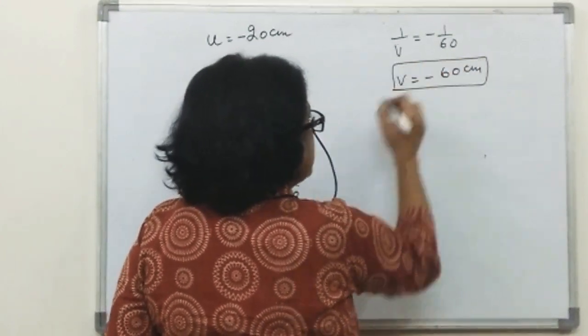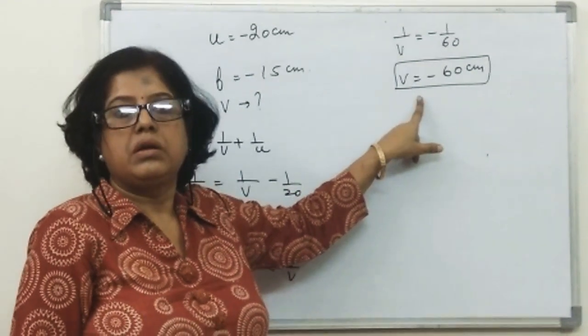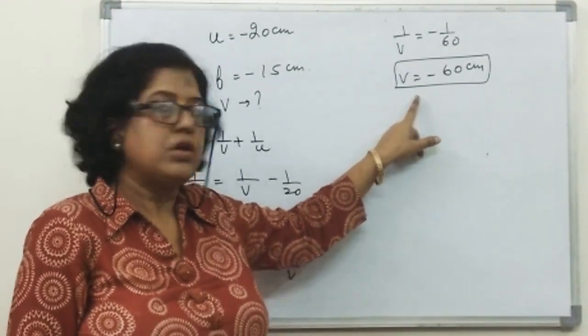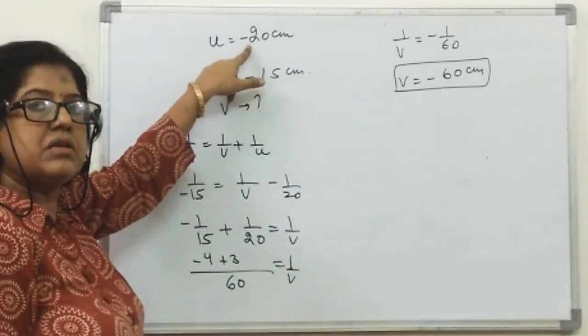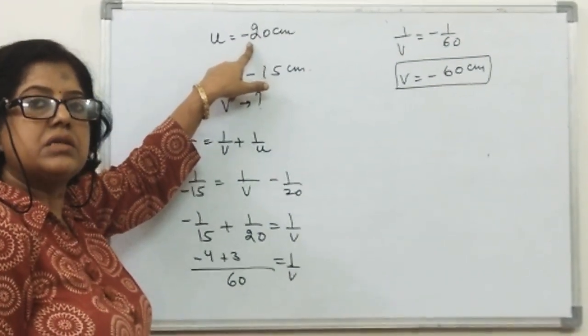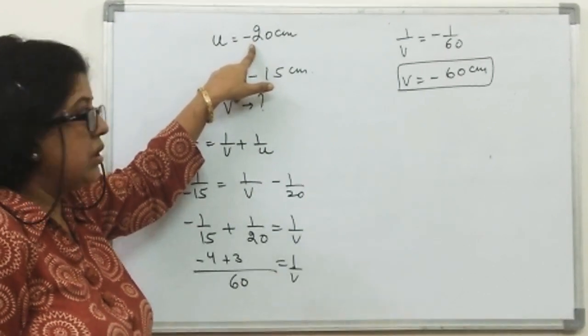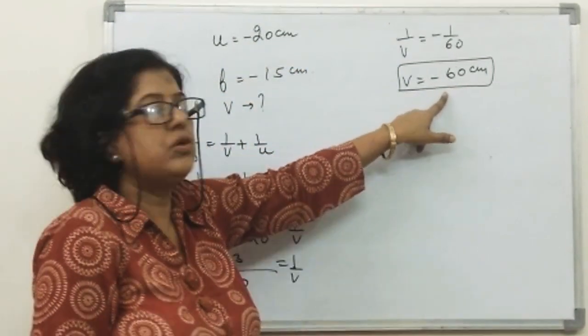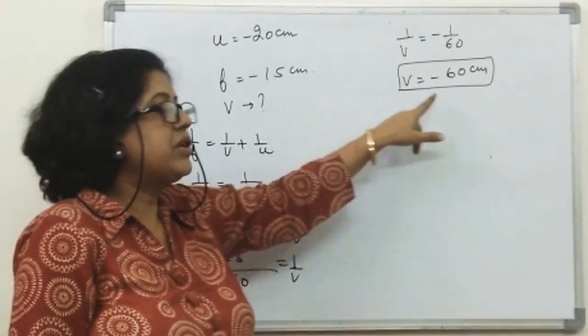The minus sign has come on its own. And minus v means the image is a real image. Negative means a real image is formed. And we can verify here f is 15, u is 20. That means the object is between F and C. So the image should be formed beyond C and be real inverted. And it's real inverted and beyond C only. f is 15, that means C is at 30 and the image is formed beyond C.